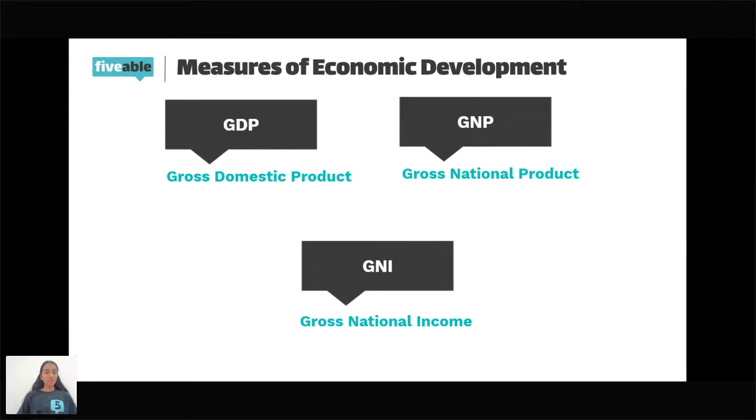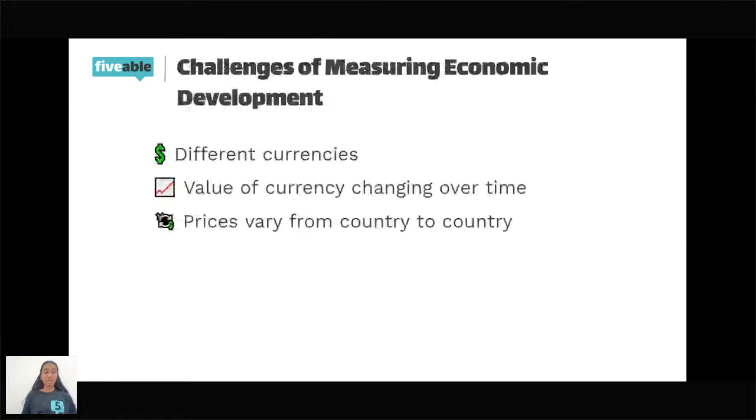So there's some challenges with measuring economic development. The main one is obviously every country has different currencies. So the obvious way to tackle that, just convert all amounts to one currency. So if we're looking at the US economy in comparison to all the other economies of the world, we just convert everything to the US dollar. Easy.